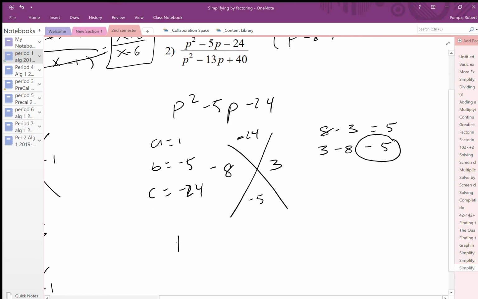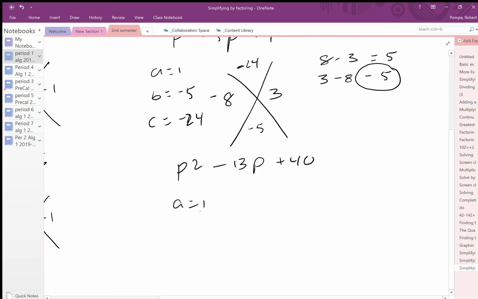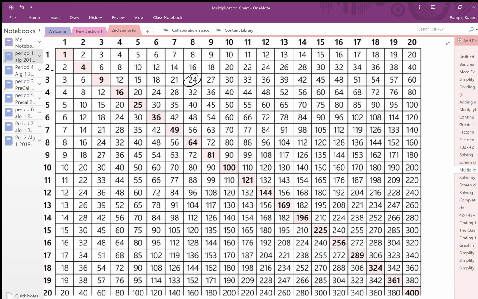Now let's do the bottom. P squared minus 13p plus 40. A is 1. B is negative 13. C is 40. We have 40 and negative 13. Okay, so since this is positive, we're adding. Back to my multiplication chart. I'm looking for 40. Here we go.